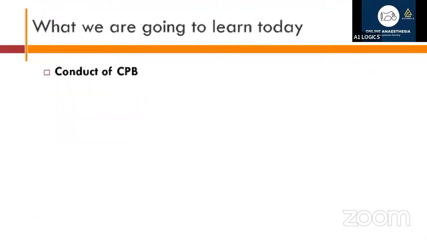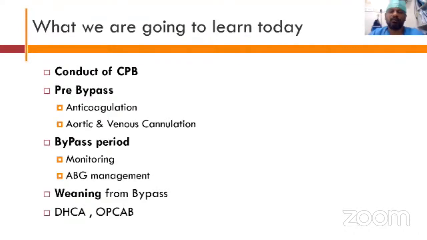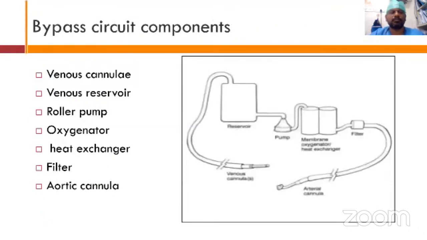So today we are going to learn how to conduct a CPB in the pre-bypass period, in the intra-bypass period, and how to wean from a bypass. We'll also additionally see what is a deep hypothermic circulatory arrest and how to do an off-pump coronary bypass. And if time permits, I'll also tell about some additional features of unconventional bypass.